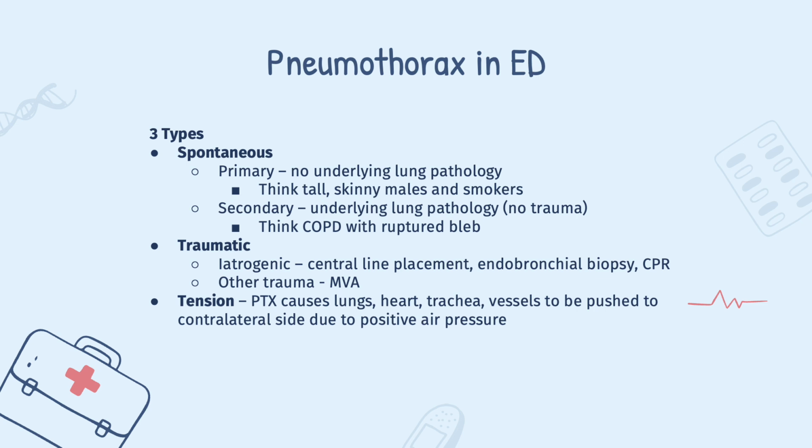So the stem patient is always going to be that thin, tall, skinny male. Smokers as well for their primary spontaneous. And then secondary, think about underlying lung pathology. So there's no trauma, but think about COPD with ruptured bleb. Trauma, iatrogenic, so the central line placements, biopsies, CPR can also do it.